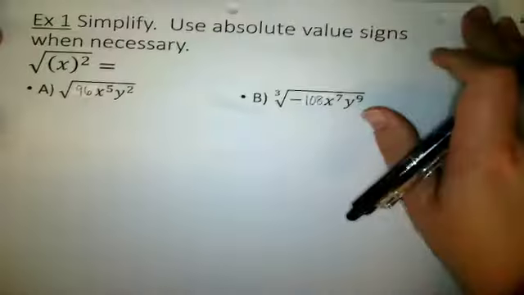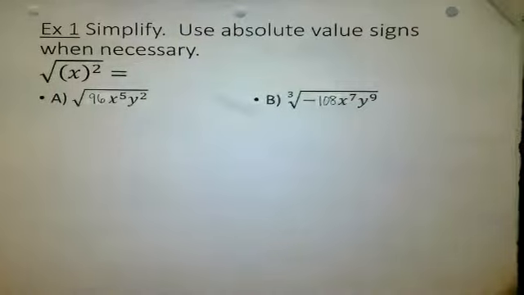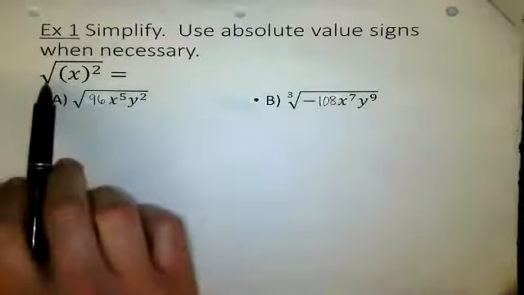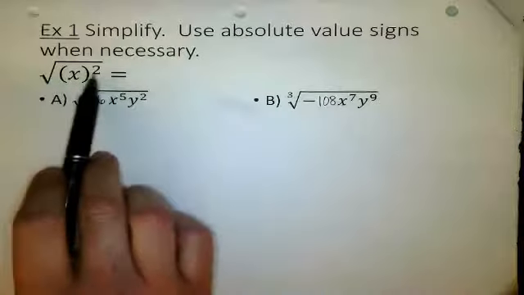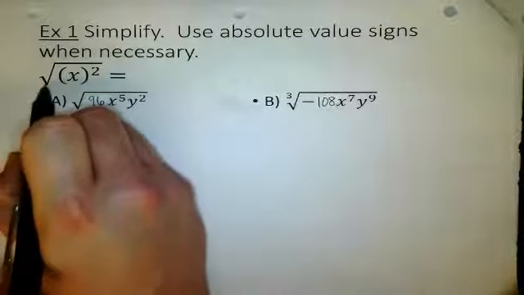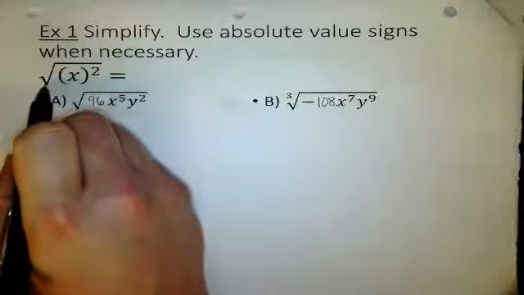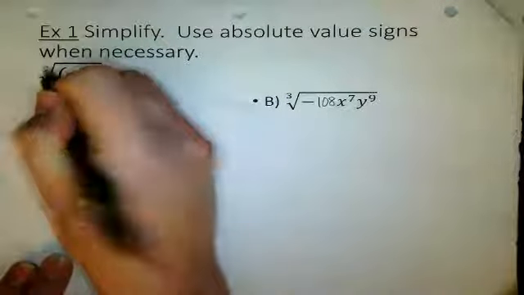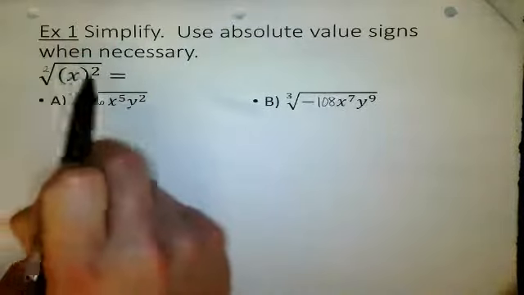Here we go. Example 1, simplify. Use absolute value signs when necessary. It's very, very, very important. You see I have here the square root of x squared. What's the number in the index? 2. What is the square root of x squared?